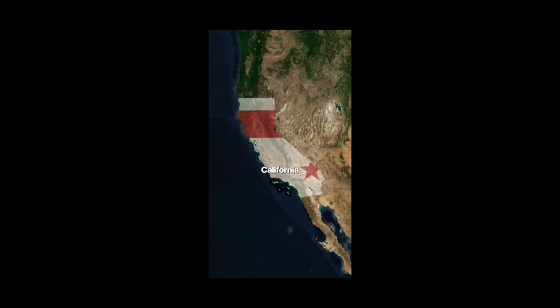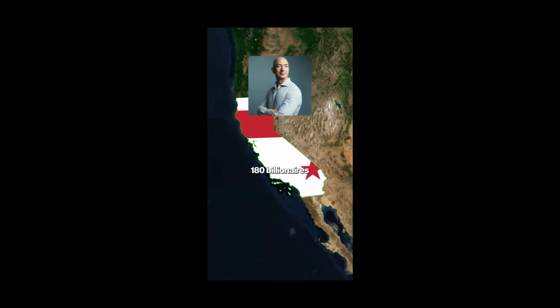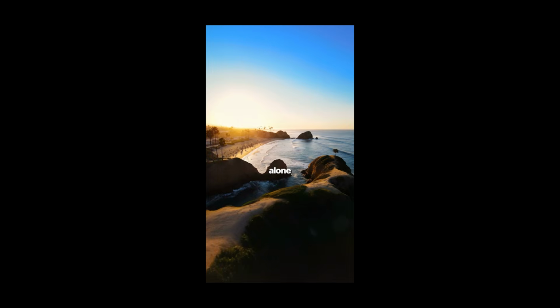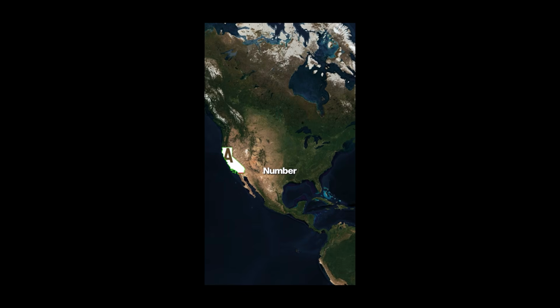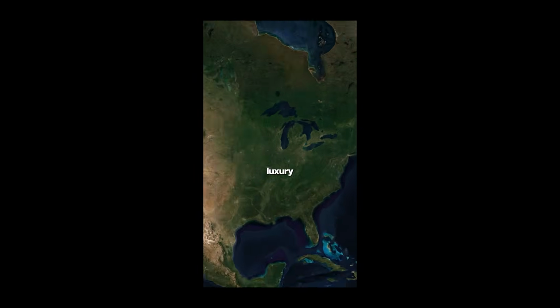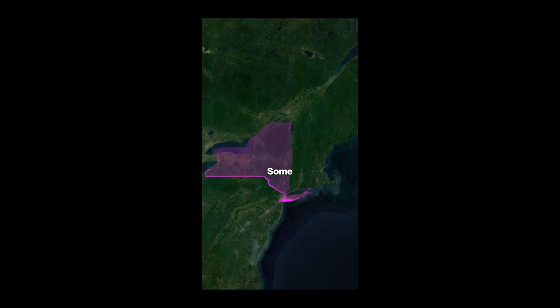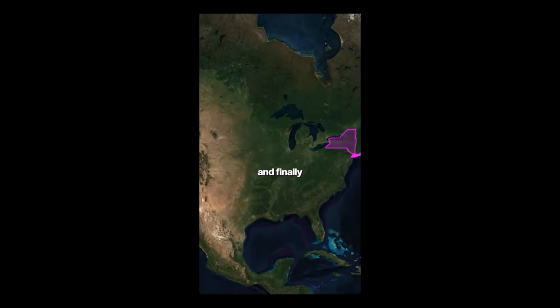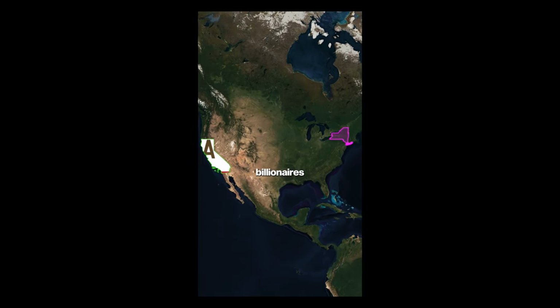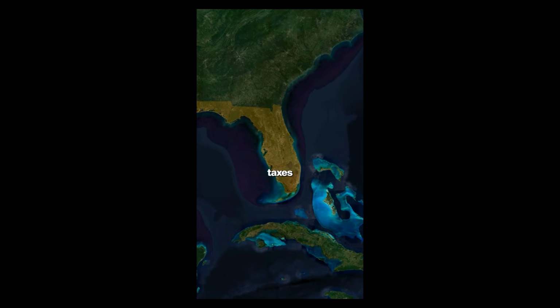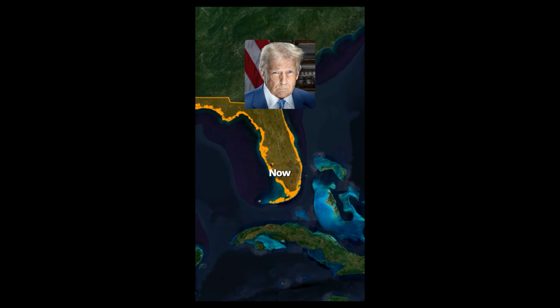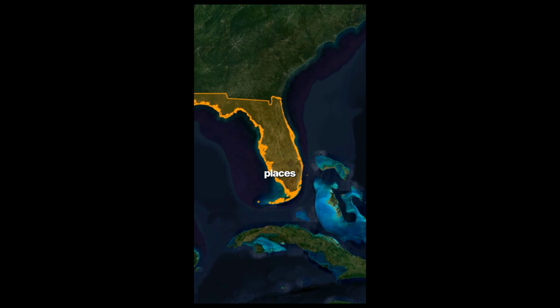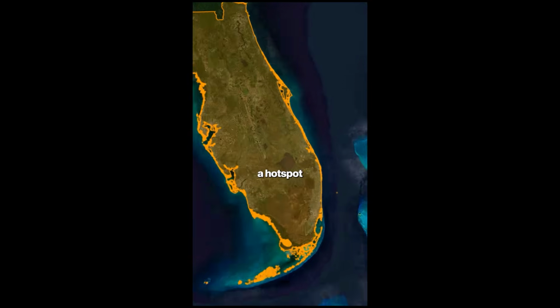Number 1, California, home to over 180 billionaires. Silicon Valley alone has more money than most countries. Number 2, New York. Wall Street and luxury real estate make it a money magnet. Some Manhattan neighborhoods average over $800,000 a year in income. And finally, number 3, Florida, where billionaires go to retire and avoid taxes. Even Donald Trump calls it home now. With no state income tax and places like Palm Beach, it's a hotspot for the super rich.